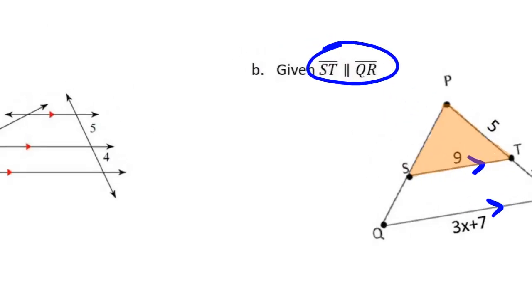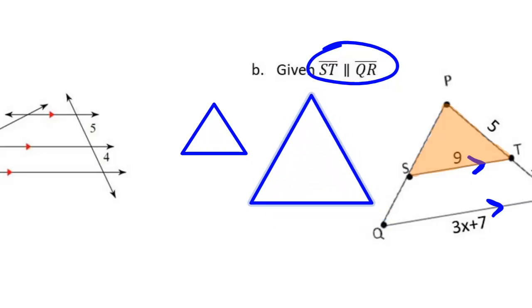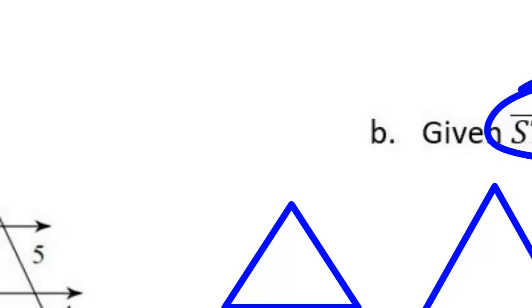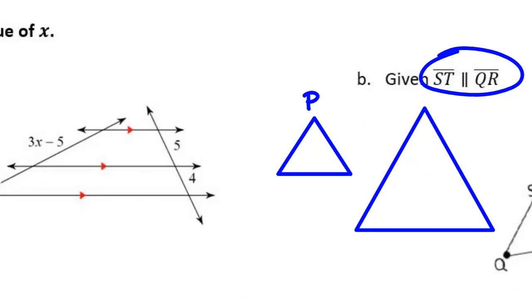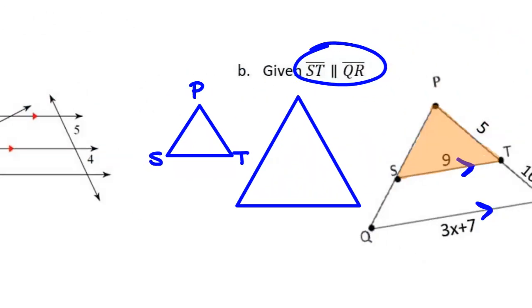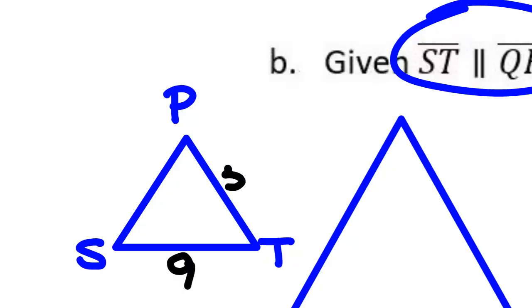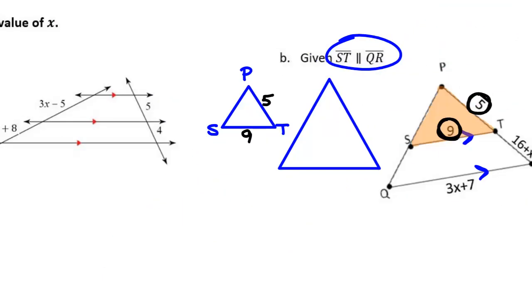I'm going to go ahead and draw these two triangles separately so that it's a little bit easier for us to look at. Okay, so there's my little triangle, and there's my larger triangle. The little triangle, P is up at the top, and then S and T are these vertices down here on the bottom. We see from the picture that segment ST has a length of 9, and segment PT has a length of 5. So I can add that to my picture of the little triangle.